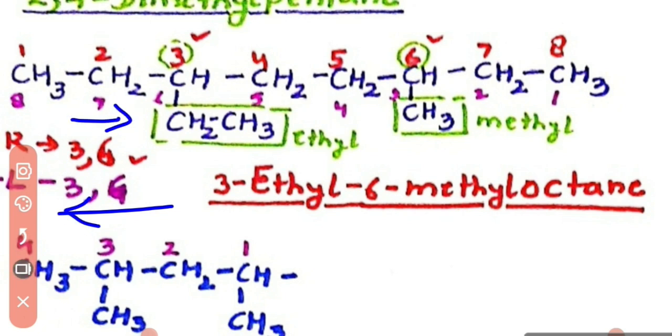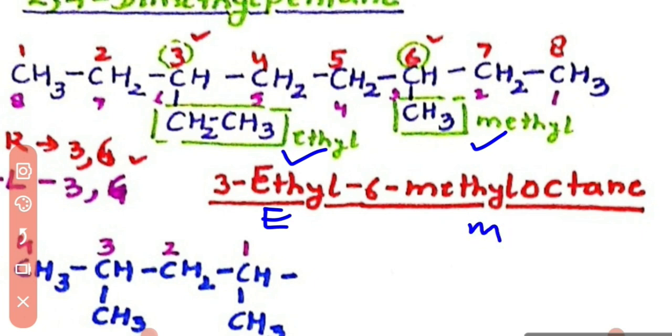Then the next rule, that is the alphabetical order of the names of the branches, will decide the direction of the numbering of the carbon atoms. E comes first as compared to M in the alphabet, so ethyl should be given a lower number as compared to methyl. So the preferred numbering moves from right towards left, so that ethyl may get the lowest number as compared to methyl.